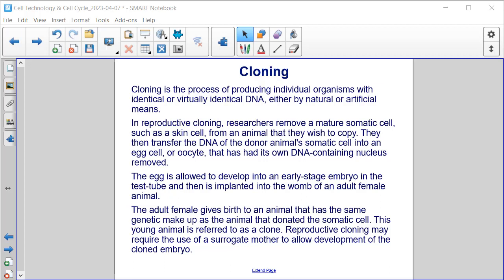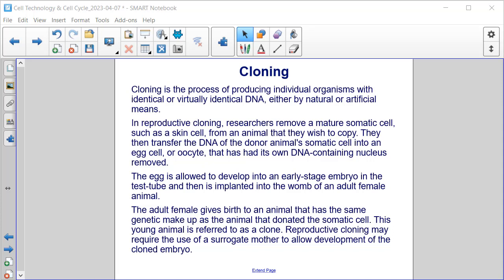Cloning. Cloning is the process of producing individual organisms with identical or virtually identical DNA, either by natural or artificial means. In reproductive cloning, researchers remove a mature somatic cell, such as a skin cell, from an animal that they wish to copy. They then transfer the DNA of the donor animal's somatic cell into an egg cell or oocyte that has had its own DNA-containing nucleus removed.